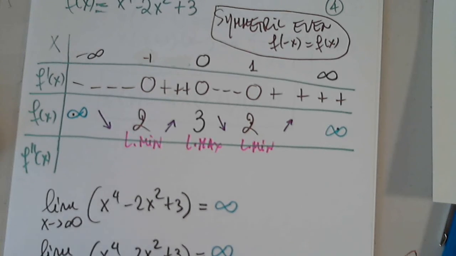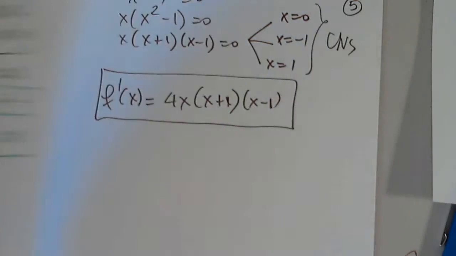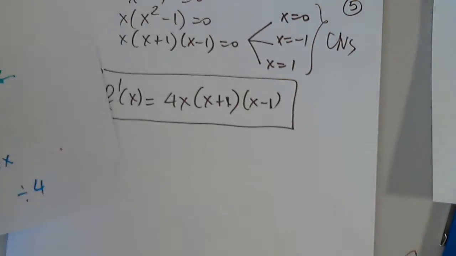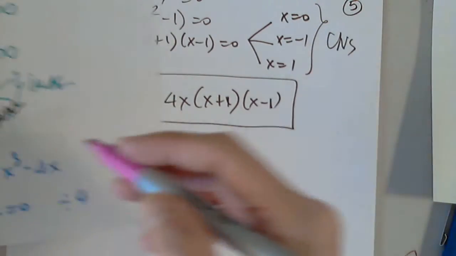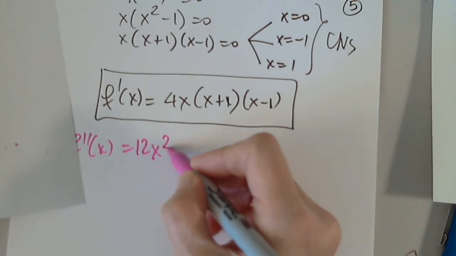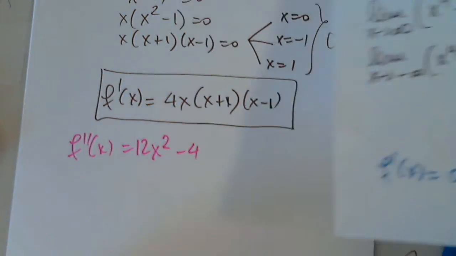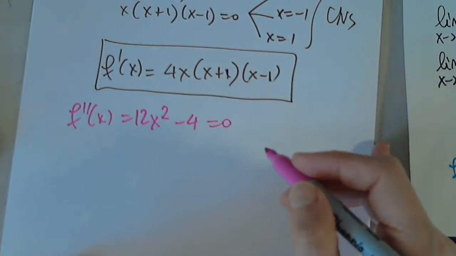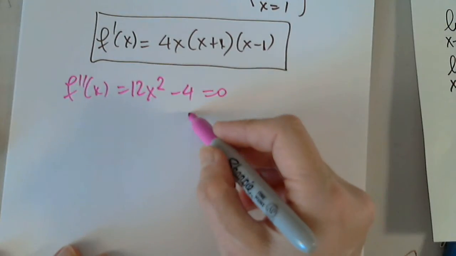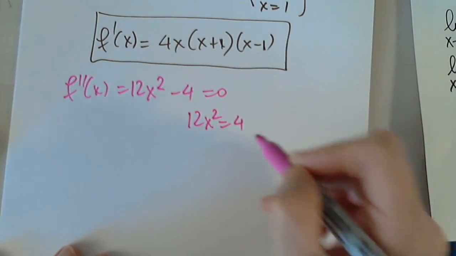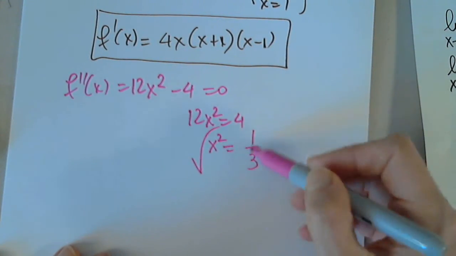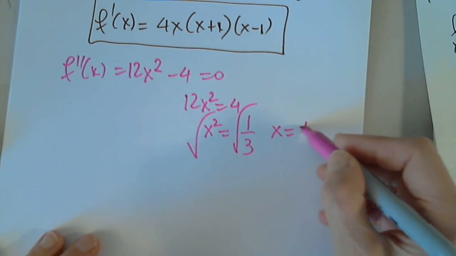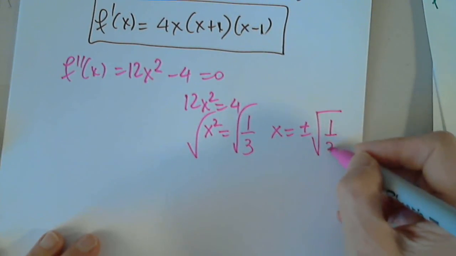Now I'm moving on to the second derivative. So here's the first derivative. Not this, not this. No, of course, this. So when I find the second derivative, I will get 12 x squared minus 4. I will set this equal to 0. And I get two solutions because I have 12x squared equals 4 or x squared equals 1 over 3. Ugly, but that's what it is. X equals plus or minus the square root of 1/3.